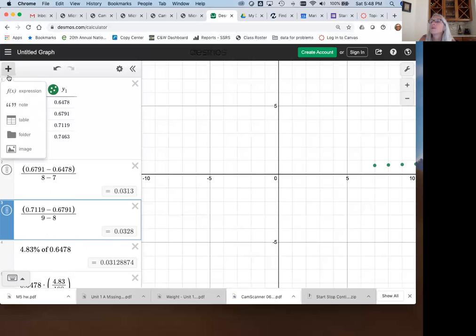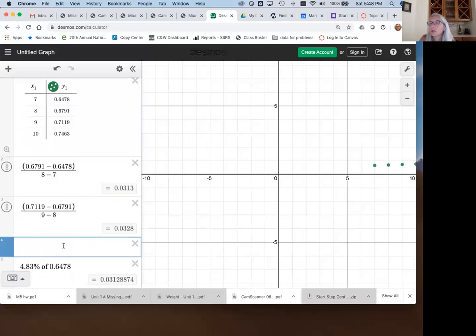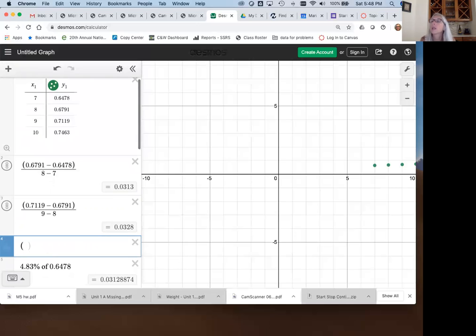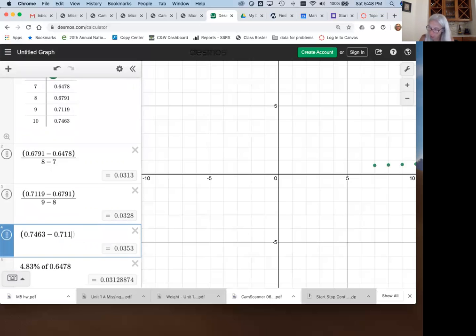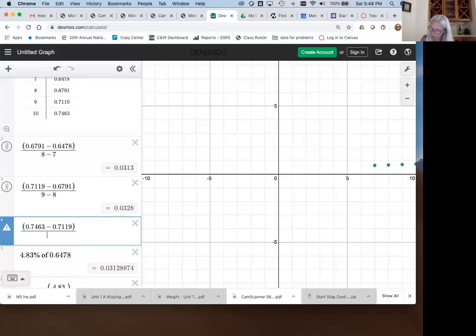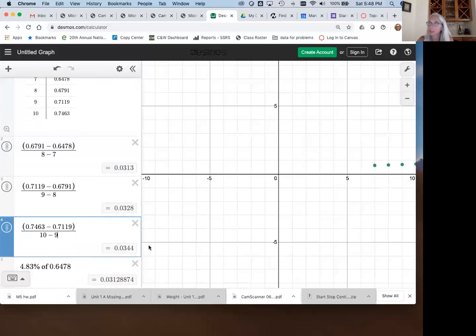Okay, so then let's do one more. And here we say 0.7463 minus 0.7119. This is the change in my output, divide that by the change in my input, and I get 0.0344. Okay, so we see here, if we're looking at the rate of change, the rate of change is this value, and then this value, and then this value.